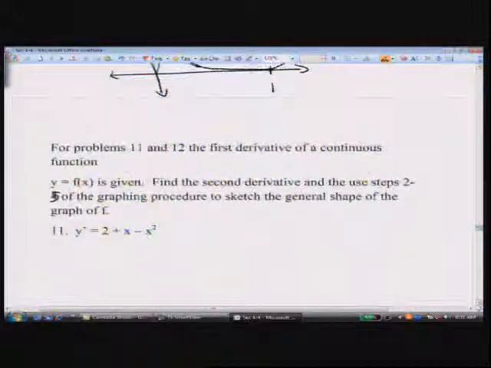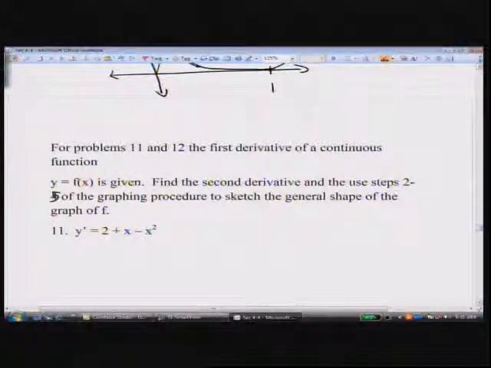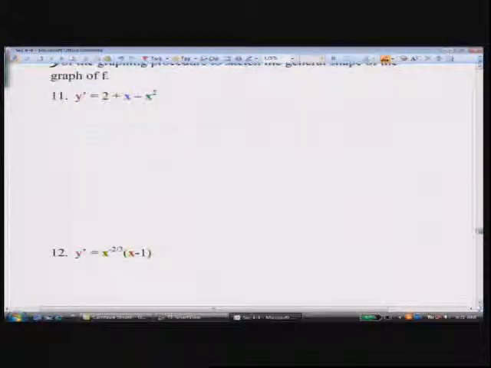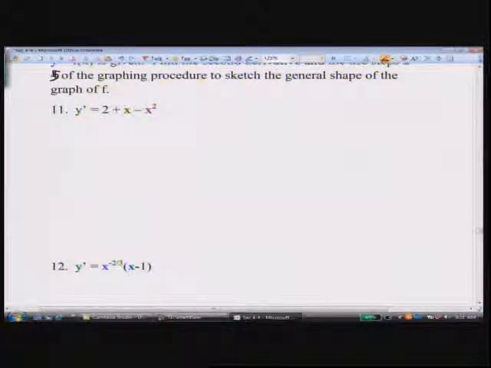Another problem. Okay, now for problems 11 and 12, the first derivative of a continuous function is given. Find the second derivative and use steps 2 through 5 of the graphing procedure to sketch a general shape of the graph. This is the exciting stuff: if you know the derivative, you can determine a lot about the original function. If you know the derivative, you can find the second derivative, so you can see maxes and mins, concavity, and increasing and decreasing. So you know the entire shape of the original function.